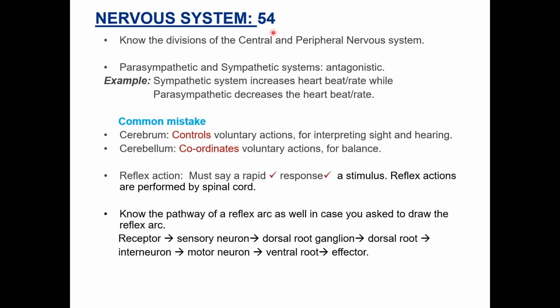Now, nervous system is 54 marks. Know the divisions of the central nervous system and the peripheral nervous system. The central nervous system is made up of the brain and the spinal cord, and the peripheral nervous system is made up of your cranial nerves and spinal nerves in your somatic nervous system, and your autonomic nervous system is made up of your parasympathetic and sympathetic systems.